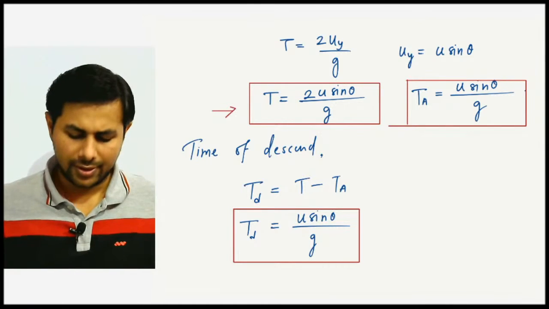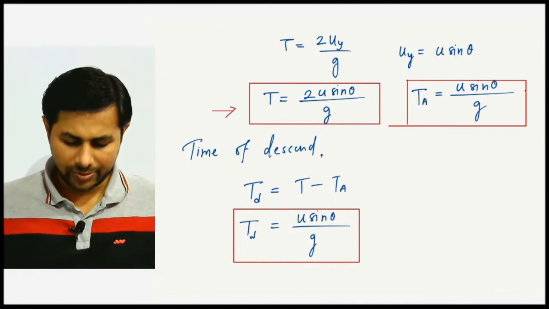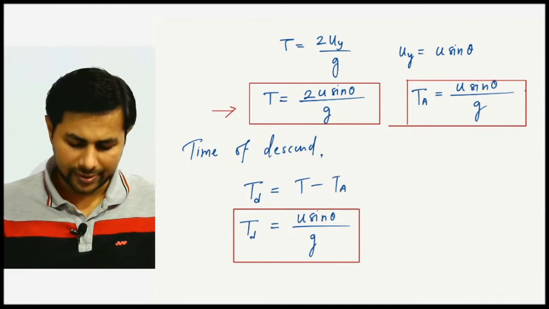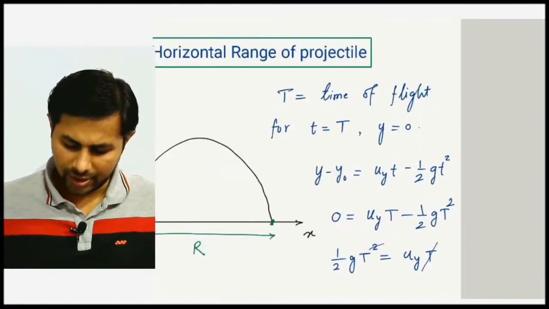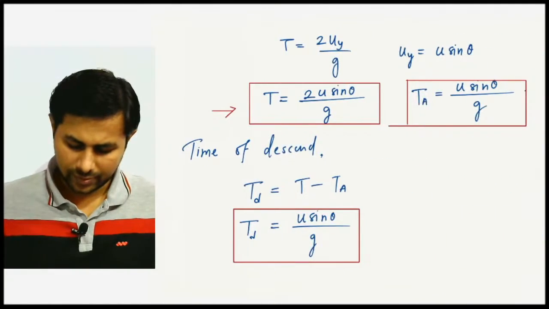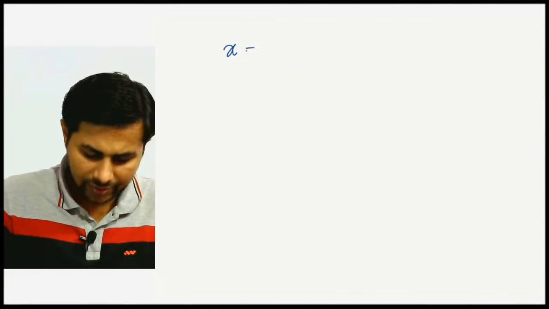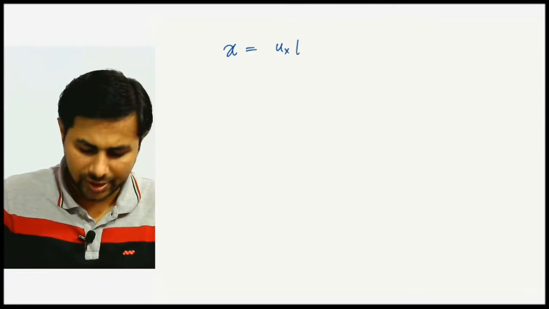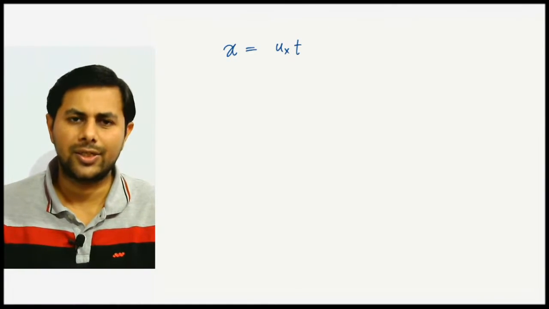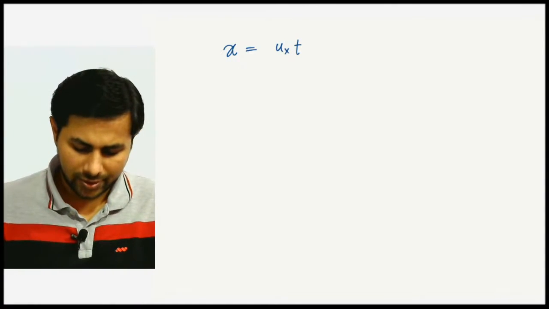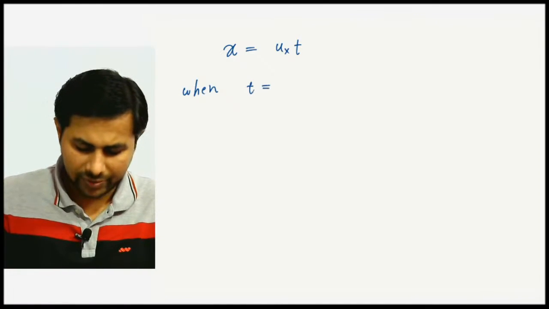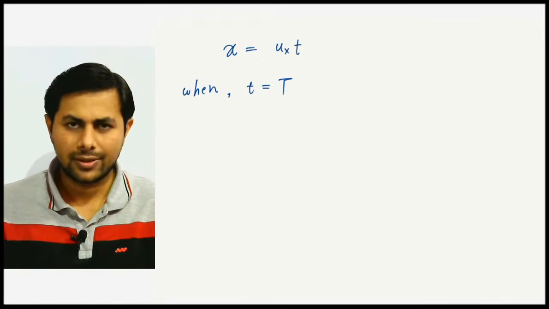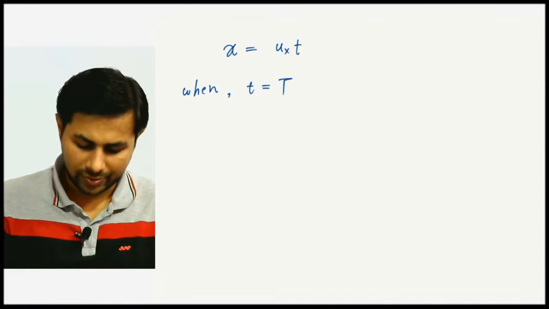All right, so now if we substitute this time of flight into this equation, we had x equals what? ux times t only, because there is no acceleration in the x direction. So when t is equal to the time of flight, the x position will be equal to what?